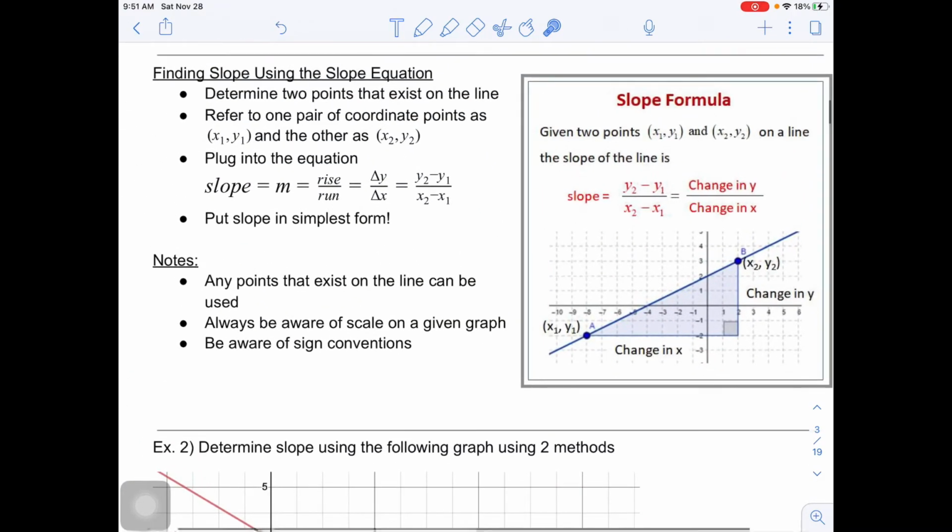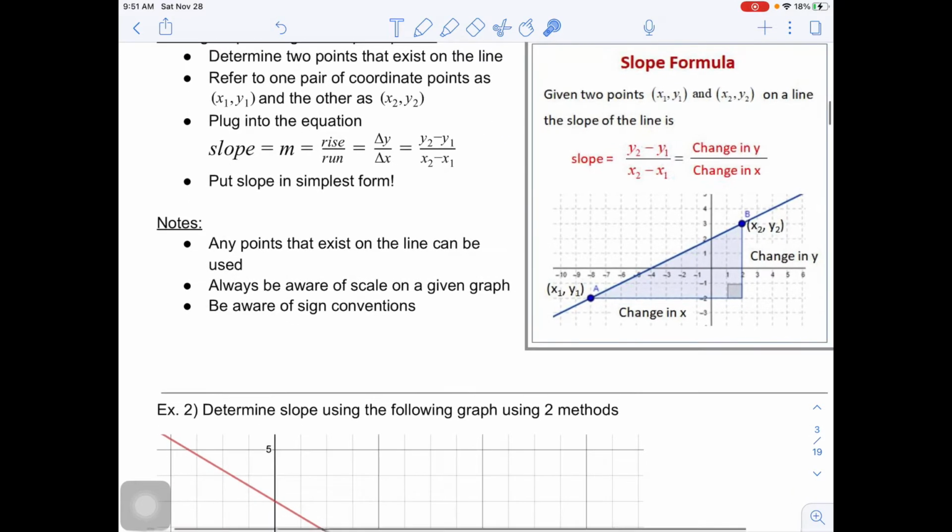Of course, remember that we can use our rise over run that we learned in our other video, but we want to be able to do it algebraically because sometimes we're not given visuals. And this is more useful as well because we can determine it using a word problem. So some things to note: any points that exist on the line can be used. Again, as long as you know exactly what those coordinate points are, you can use whatever points you want.